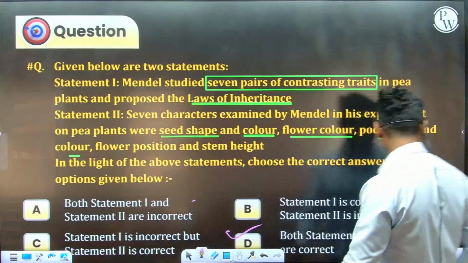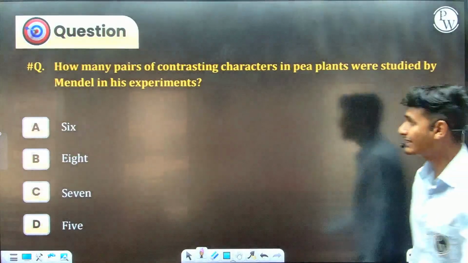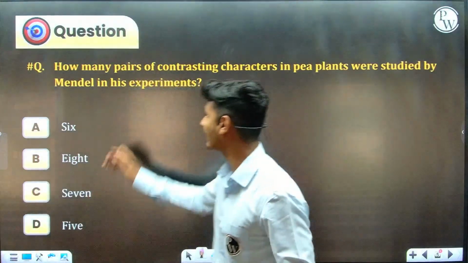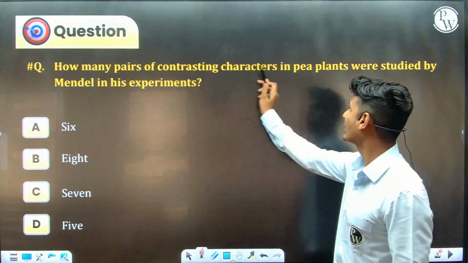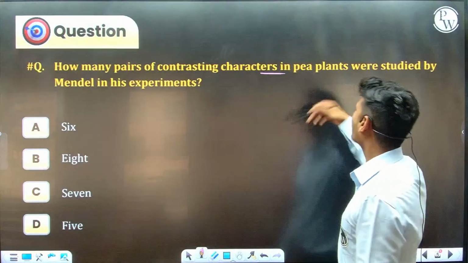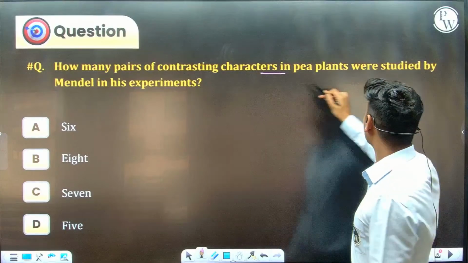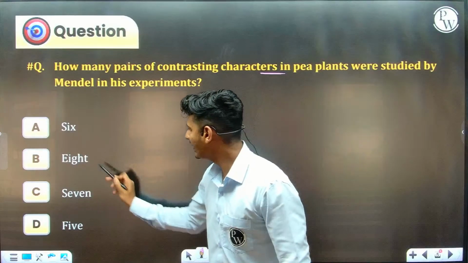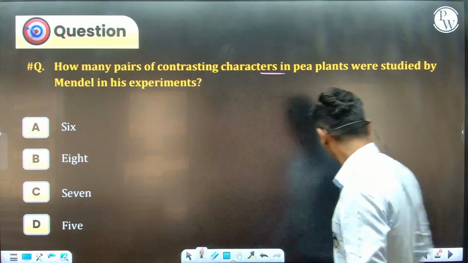So let's discuss another slide. Coming to the next slide and next question in front of you. A very easy, very simplified question. They are asking how many pairs of contrasting characters or contrasting traits in a pea plant were studied by Mendel in his experiment. 6, 8, 7, 5. How many?